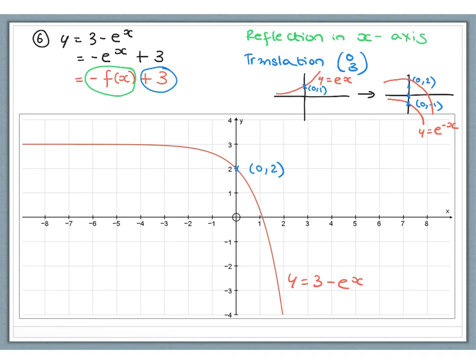Now, what happens to the asymptote? To begin with, the x-axis is the asymptote. It's still the asymptote after the reflection, but when the graph is translated up by 3 units, the asymptote is also translated up by 3 units. So it becomes the line y equals 3.